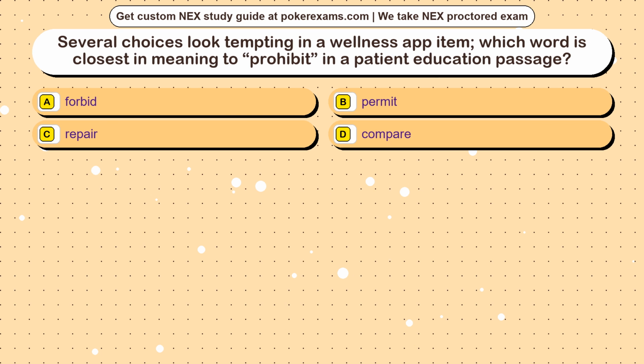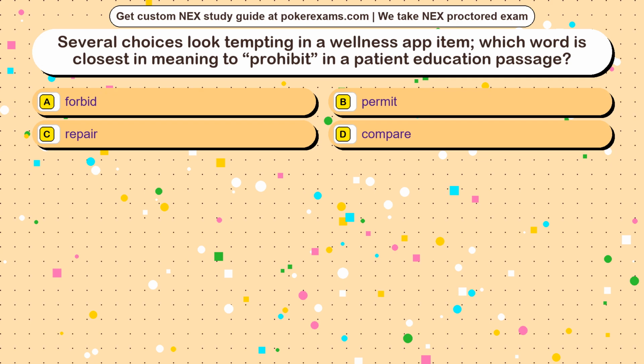Question 12. Several choices look tempting in a wellness app item. Which word is closest in meaning to prohibit in a patient education passage? Option A, forbid. Option B, permit. Option C, repair. Option D, compare.